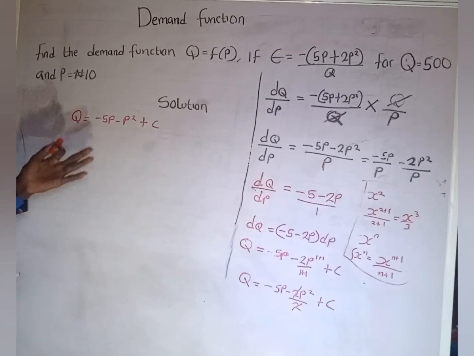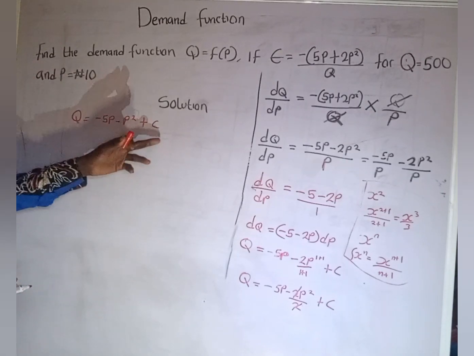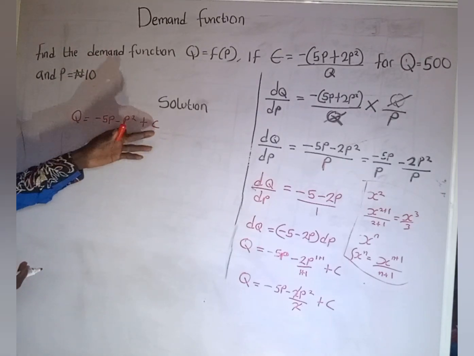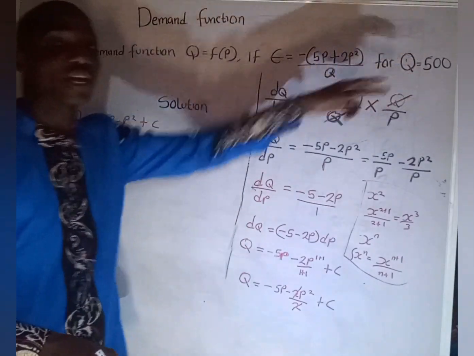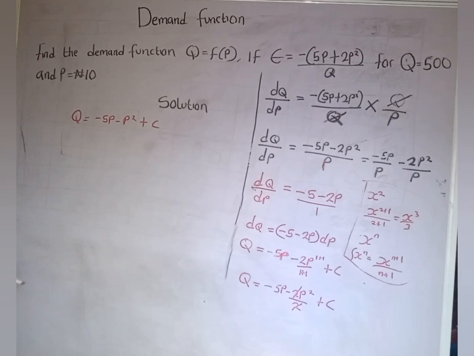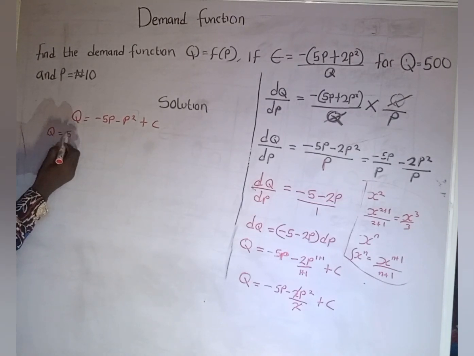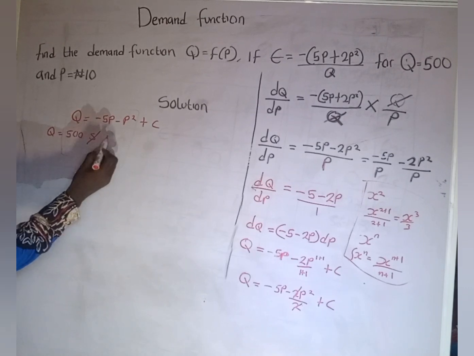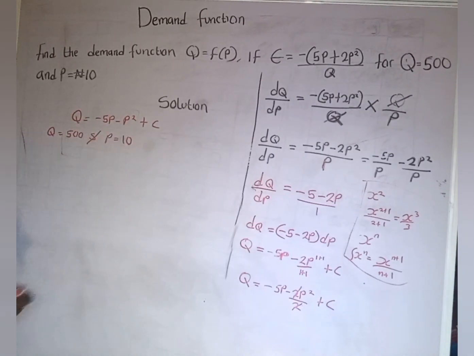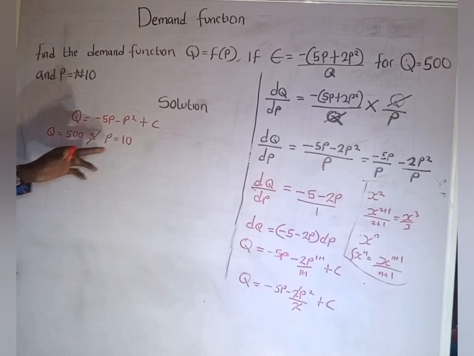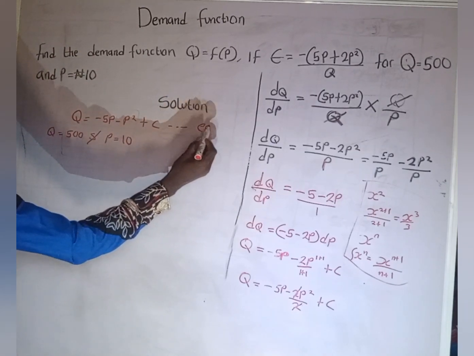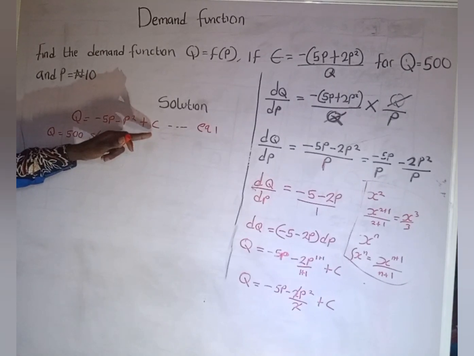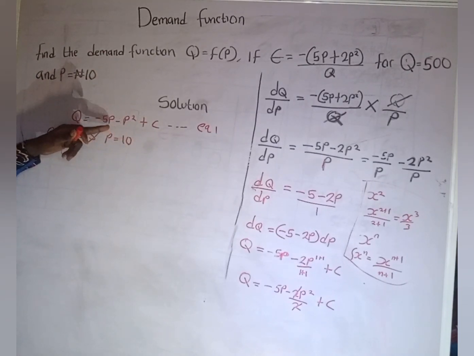But I cannot leave the demand function as this. I have to proceed to find my constant, which is c. How do I find my constant? Don't forget that in the question they gave us that the value of Q is 500 and the value of p is 10. Therefore, I will substitute the value of Q. Q is equal to 500 and p is equal to 10. If I want to find my constant, I will first make the constant the subject of the relation. Let me call this equation 1. I will make c the subject of the relation in equation 1.